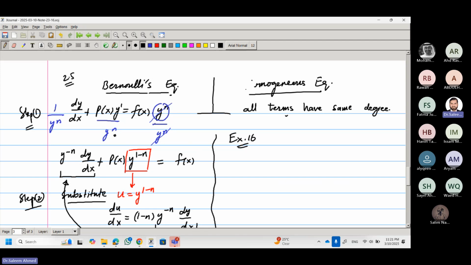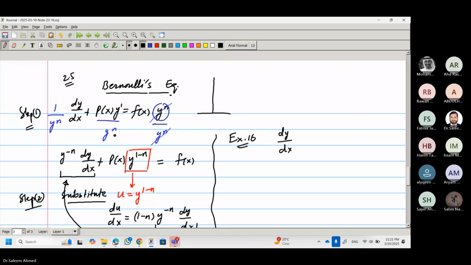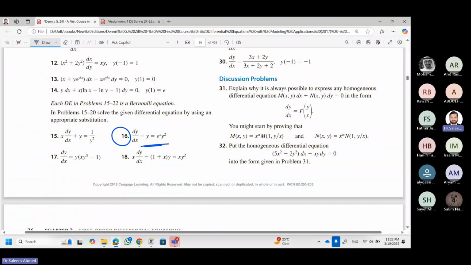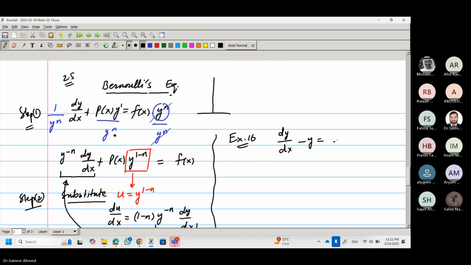Let me do it later. On the next page, I can solve this equation. dy/dx minus y is equal to e^x y^2.